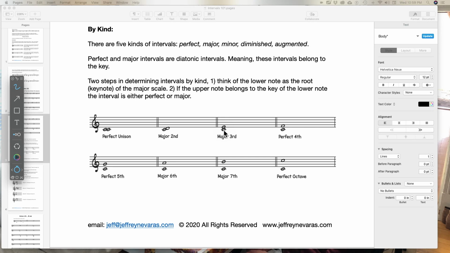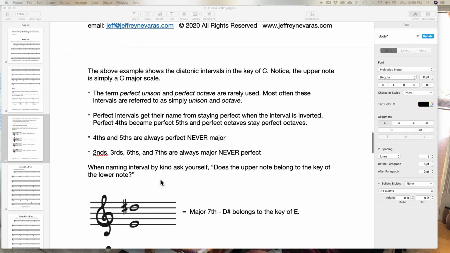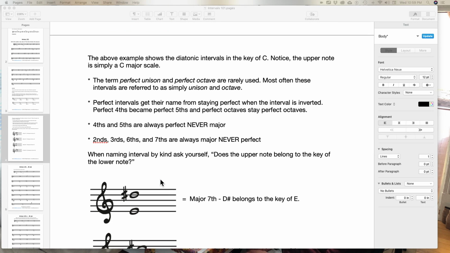So here we have C to E, all right, so that's a third. We have C, D, E, we have 3 notes, so that's a major third because E belongs to the key of C. Does F belong to the key of C? Yes, it does, and we have C, D, E, F, so it's a perfect fourth, and so on and so forth. So basically, the above example shows that the upper notes are just the C major scale.